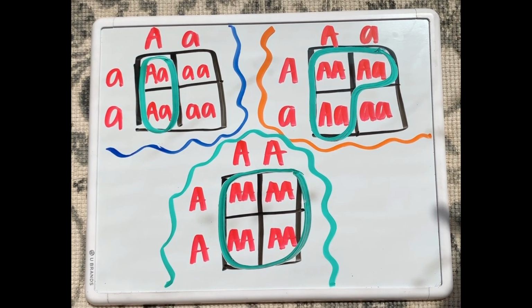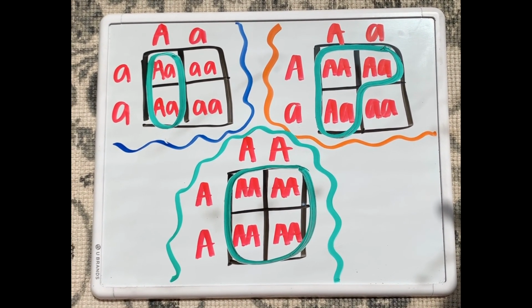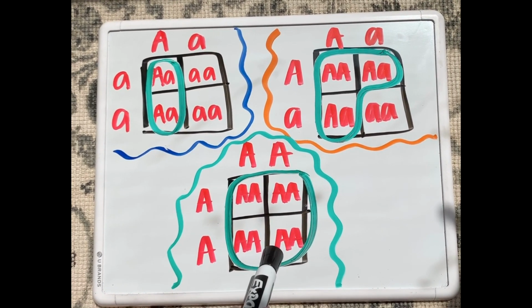Finally, we can have a scenario where we have 2 homozygous dominant individuals having a child. They would have a 100% chance of passing down this gene to their offspring.